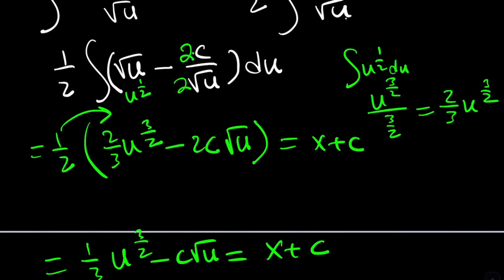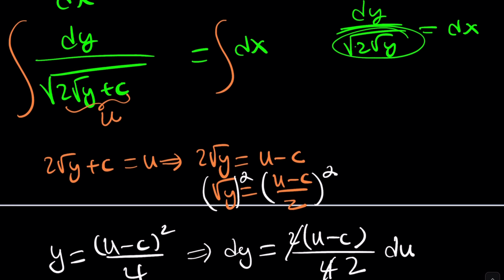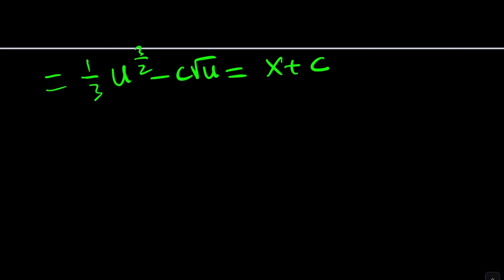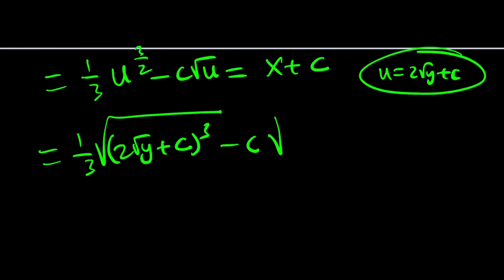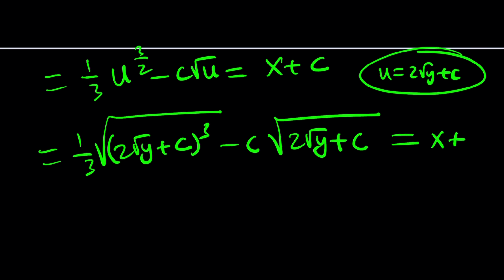What is u? Okay, u is 2 root y plus c. So we're going to replace it with (2 root y plus c) to the power 3/2, which means you're going to cube this and then square root it. Minus c times the square root of 2 root y plus c. And then that is equal to x plus c.